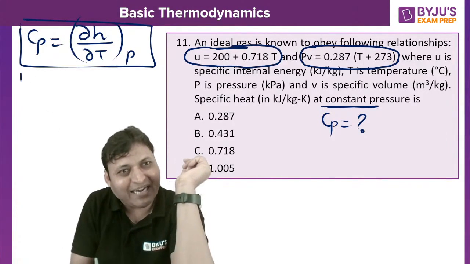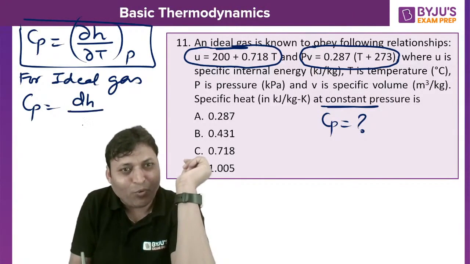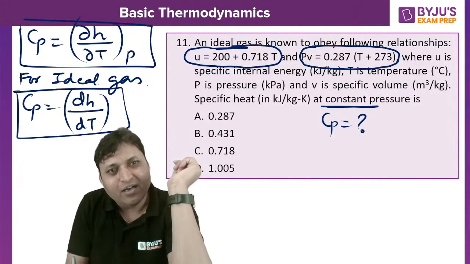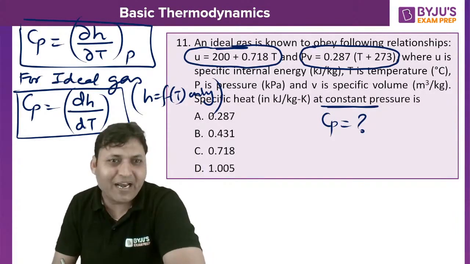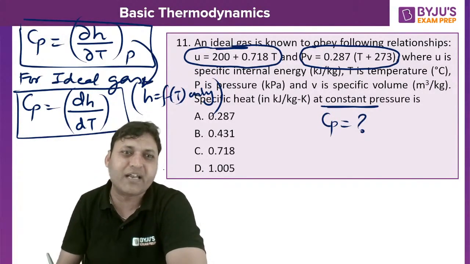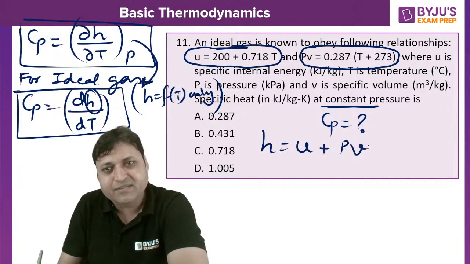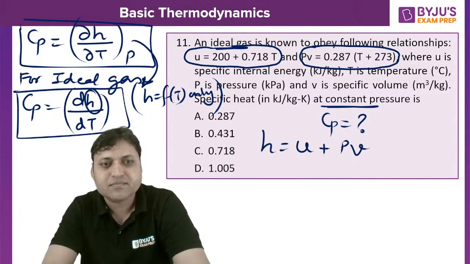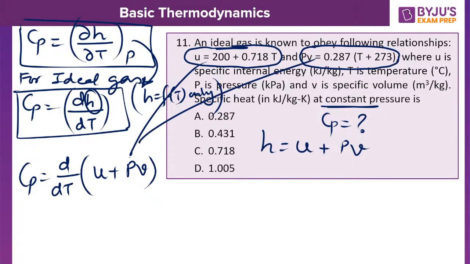That is Cp, and for an ideal gas, Cp can be written as the total derivative of H, because H is a function of temperature only for an ideal gas. So the partial derivative can be replaced by the total derivative. And what is H here? H is equal to U plus PV. So Cp will be equal to d by dT of U plus PV. Put the values, you will get the answer.